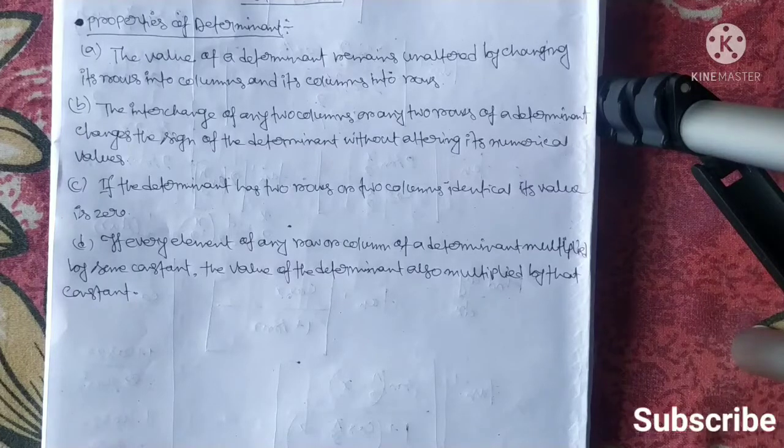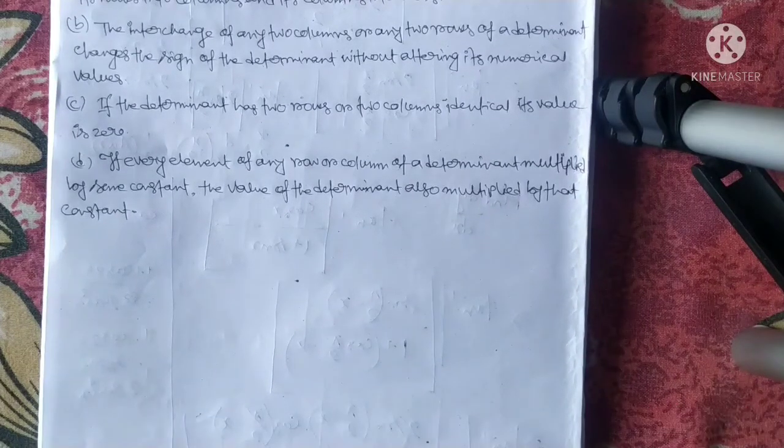So let us look at the first property of the determinant. It says that the value of a determinant remains unaltered by changing its rows into columns and its columns into rows. Basically what it means, let us take an example.